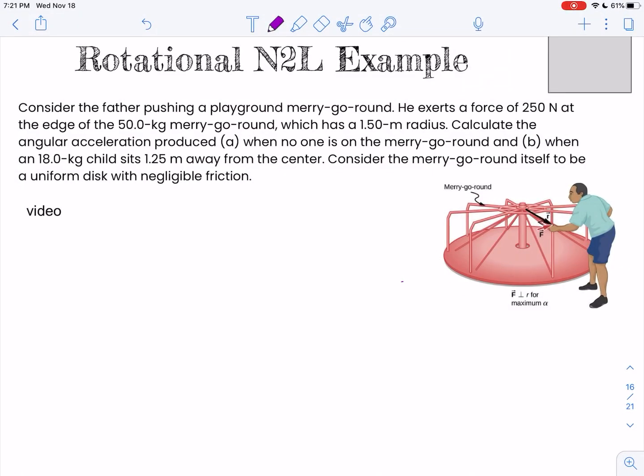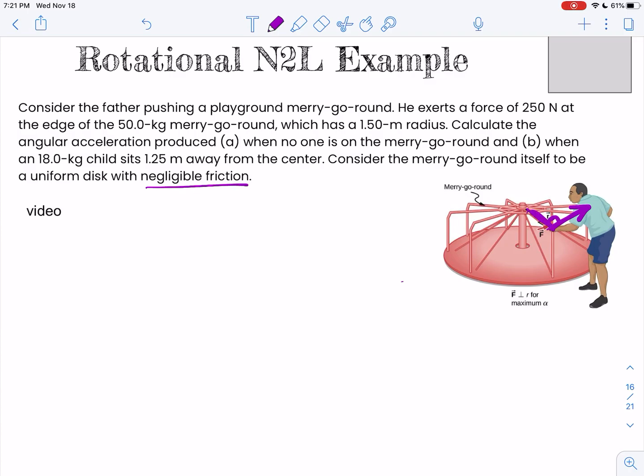Okay, so consider a father pushing a playground merry-go-round. He exerts a force of 250 newtons at the edge of the 50-kilogram merry-go-round, which has a 1.5 meter radius. Calculate the angular acceleration produced when no one is on the merry-go-round and when an 18-kilogram child sits 1.25 meters away from the center. We'll consider the merry-go-round to be a disc and no friction. So the only force acting on the merry-go-round is the father pushing it around.